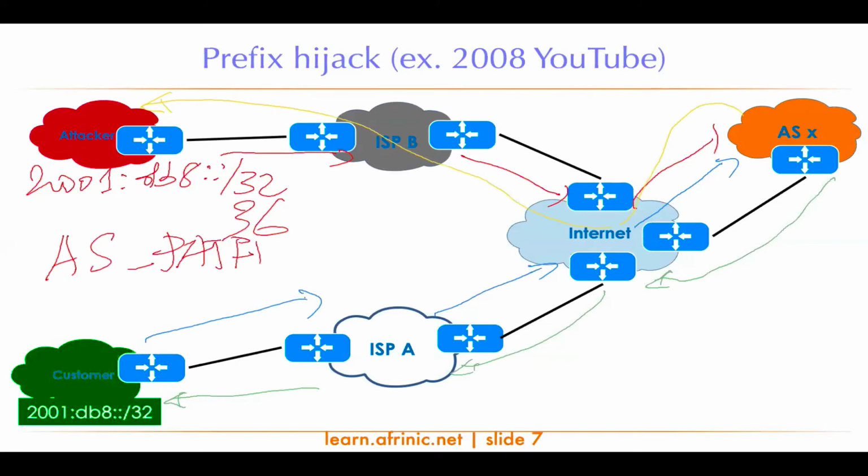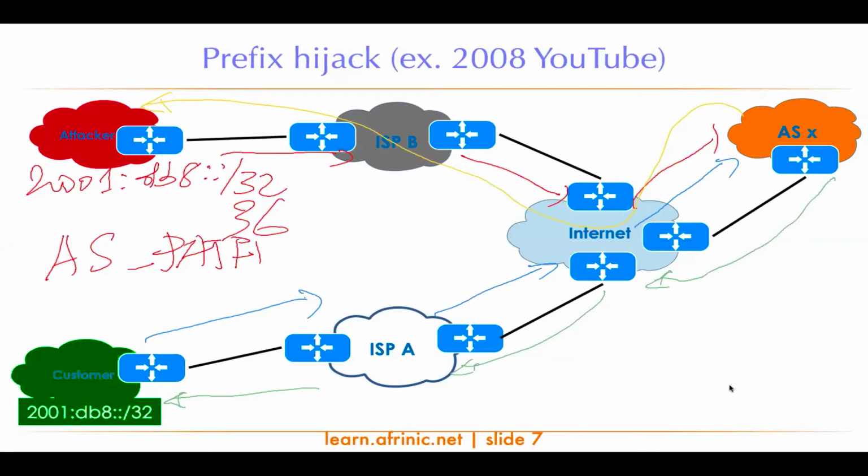A very famous example is what happened in 2008 with the prefix of YouTube that was hijacked by Pakistan Telecom. They were having some funny videos that the Pakistan government didn't want to see. Then the Pakistan government asked Pakistan Telecom to stop YouTube in the country. What Pakistan Telecom did was go ahead and advertise the prefix of YouTube. But when they advertised that prefix, the prefix leaked out to the world. And for some hours, everybody thought that YouTube was in Pakistan. That's how YouTube was down for hours. So that's how a prefix hijack happened.